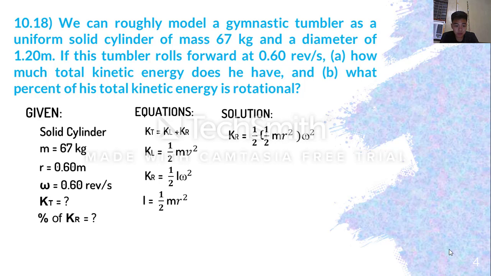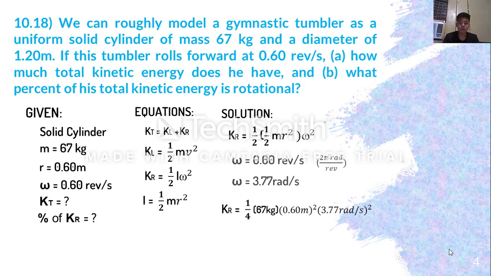But first we need to convert our angular velocity since it's in rev per second. Again, in this kind of problem, it needs to be in rad per second. So 0.60 rev per second multiplied by 2 pi rad over rev will give us a value of 3.77 rad per second. Now we can plug it in.